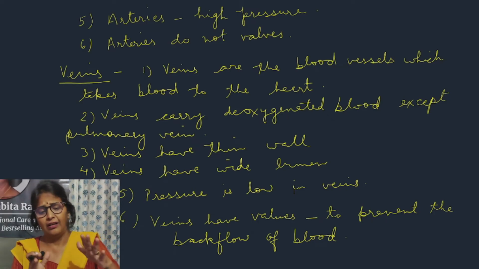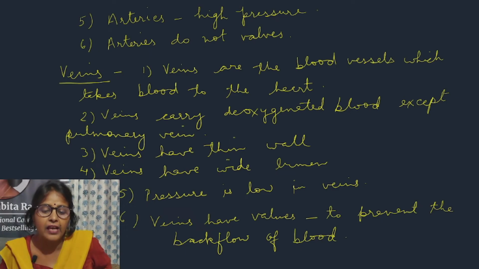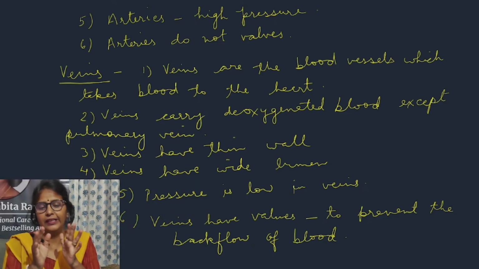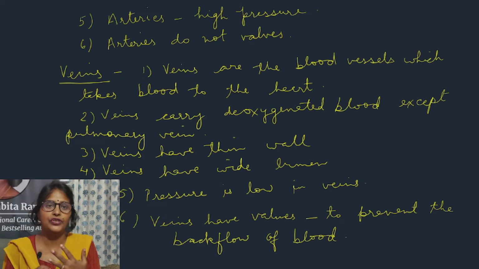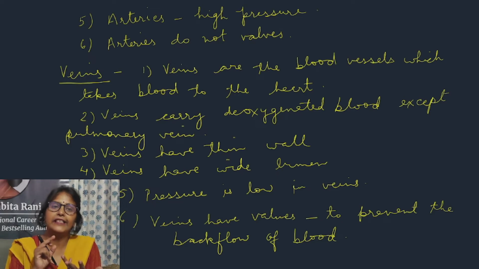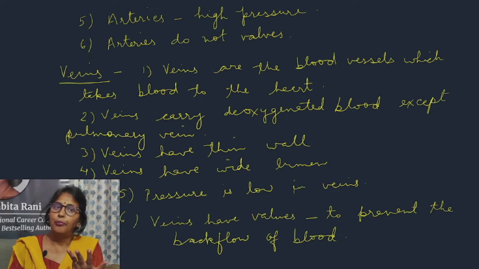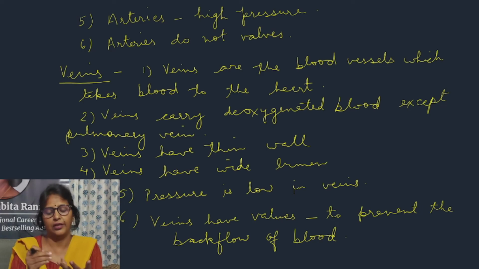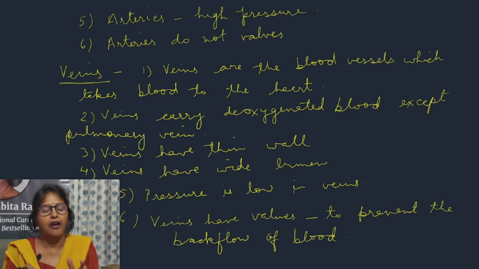So by looking at this, you must be able to differentiate between arteries and veins, because I have written all the points in that sequence only. Arteries are the blood vessels which take blood away from the heart and distribute it to different parts of the body, whereas veins bring the blood from the body to the heart. Arteries carry oxygenated blood except pulmonary artery, and veins carry deoxygenated blood except pulmonary vein. Arteries have thick wall, veins have thin wall.